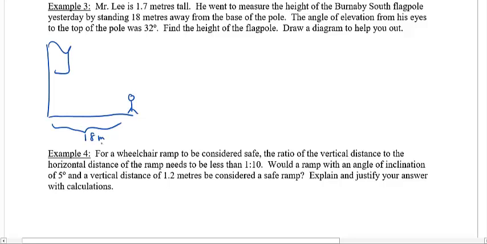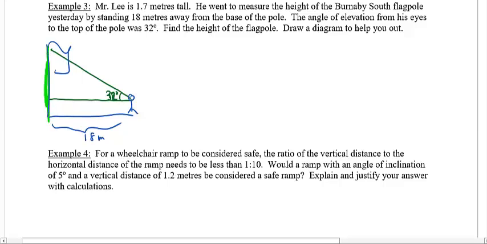The angle of elevation from his eyes to the top of the pole, so that's from here to the top of the pole, along the horizontal, was 18 degrees. Oh, sorry, 32 degrees, my fault. Find the height of the flagpole.